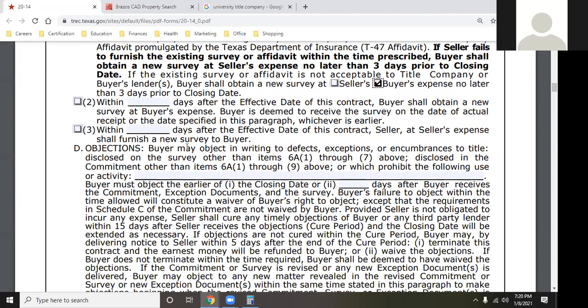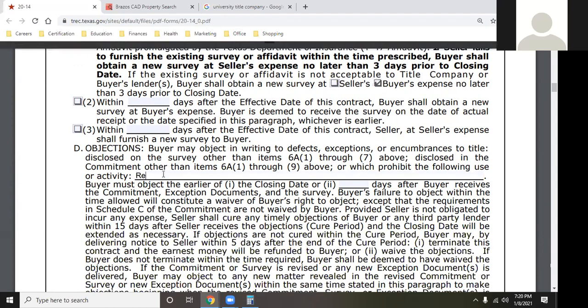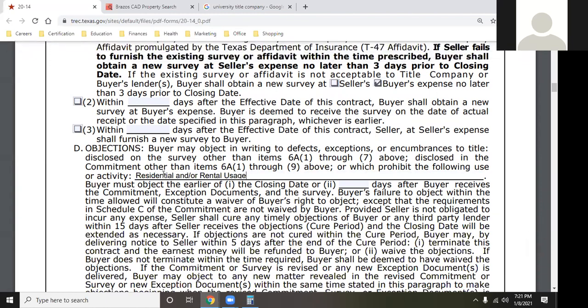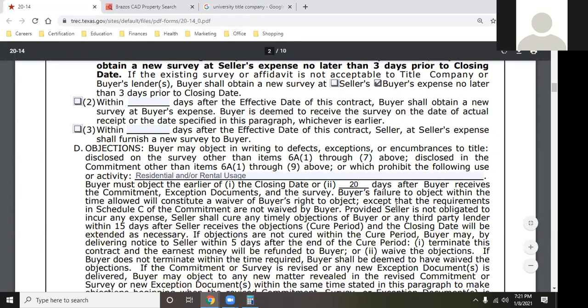Okay. Right here in objections, this is the point where we're asking if there's anything that does not allow me to live in the property. That's why I'm putting residential and or rental usage. Okay. That says that if there's anything in the deed where I cannot rent or live in it, I want to know, and I want to have at least 10 to 20 days out.